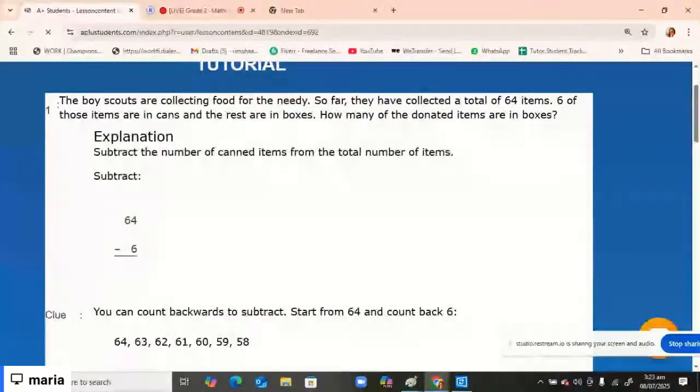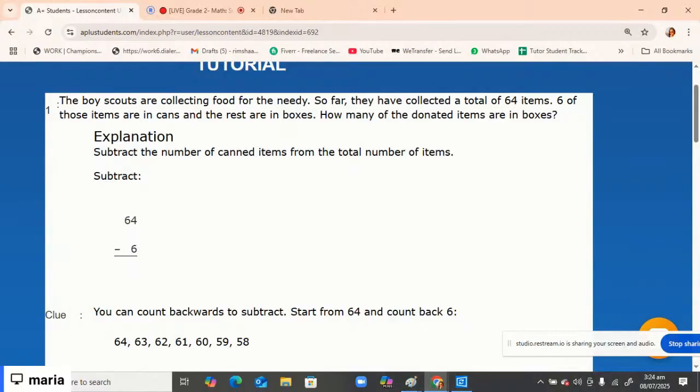All right. So here we read the question. The Boy Scouts are collecting food for the needy. So far they have collected a total of 64 items. 6 of those items are in the cans and the rest are in the boxes. How many of the donated items are in the boxes?